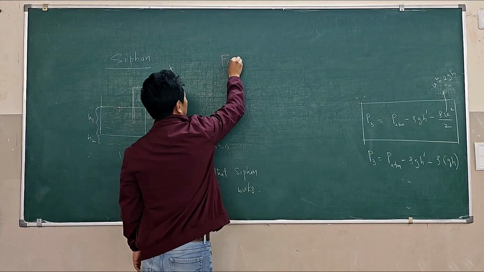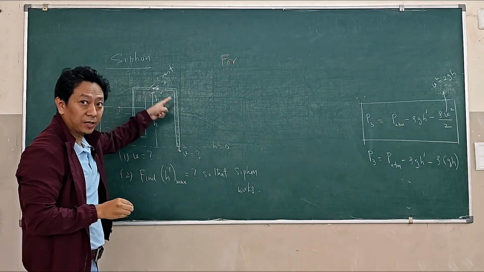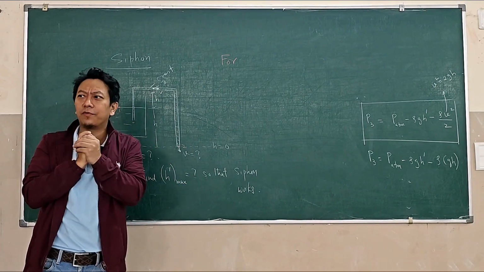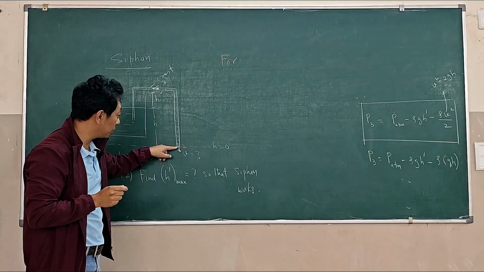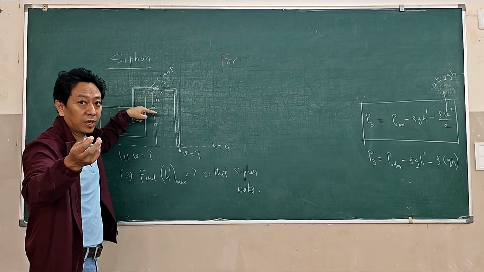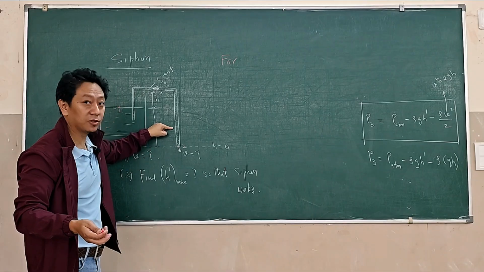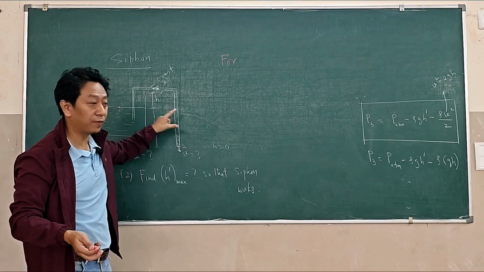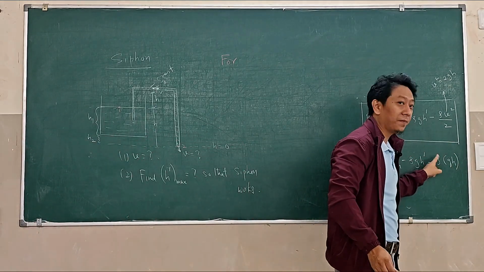For which siphon to work? For this siphon to work, this particular siphon. Why, sir, this particular siphon you are saying? Because you have chosen this point this much below this point. Some other student can take this here also. Then this H will be different, so this term will be different.